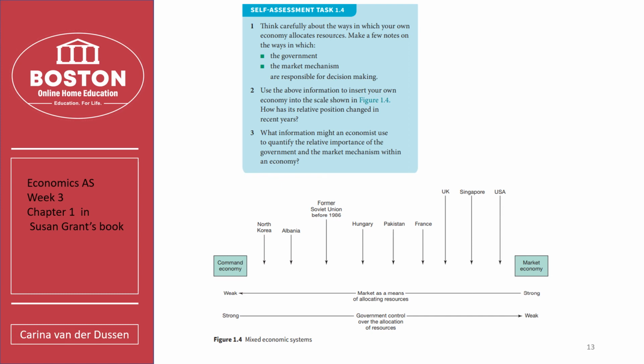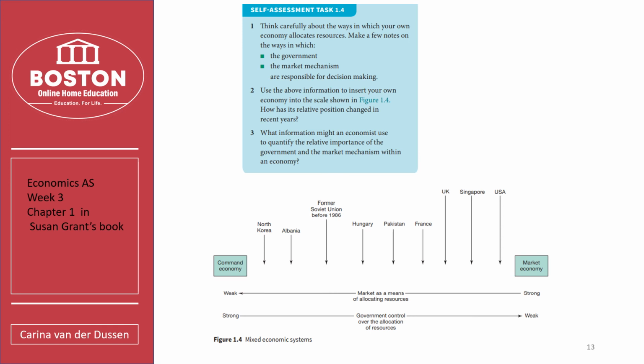Okay, so now you're going to think carefully about the way in which your own economy allocates resources. And now make a few notes on the ways in which the government is responsible for decision making. And if you struggle, go back to the budget. I will add a summary of the budget on your portal. Very interesting. Go through that and see where the government is spending most money and what decisions they made.